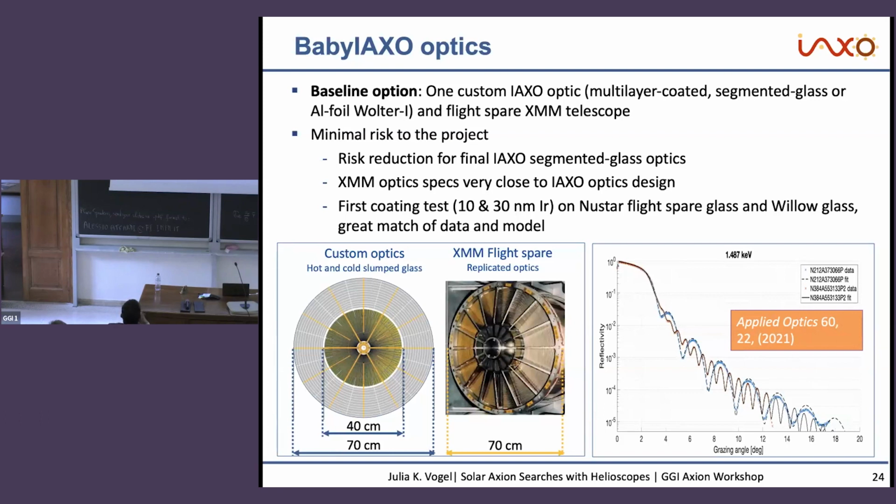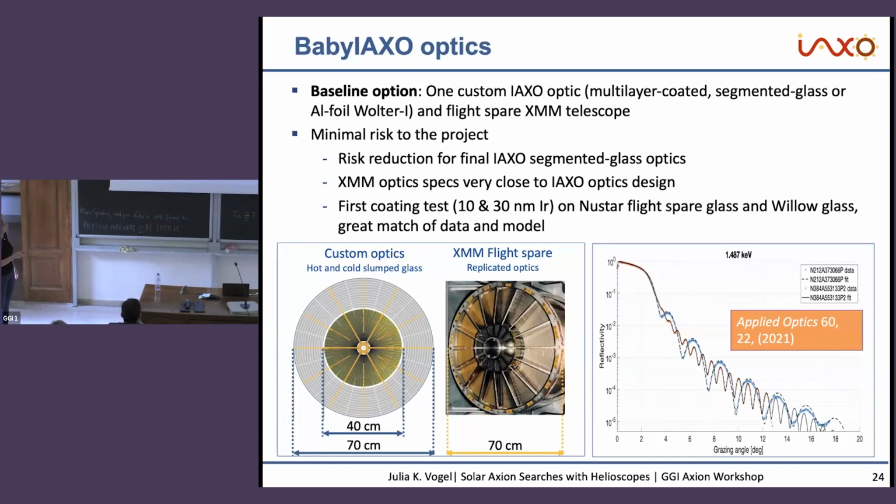We did first tests for the coating. We coated both NuSTAR glass and the glass used for this outer part of the optic with 10 and 30 nanometers of iridium. For the NuSTAR glass, we didn't really expect surprises. It's been coated before. But for the outer part, these optics start from flat glass and then they cold slump it. So basically they just form it by pressure and glue it in place. We wanted to coat it before that process because afterwards it's very difficult to coat it, and we needed to prove that that doesn't introduce stress that degrades our performance.